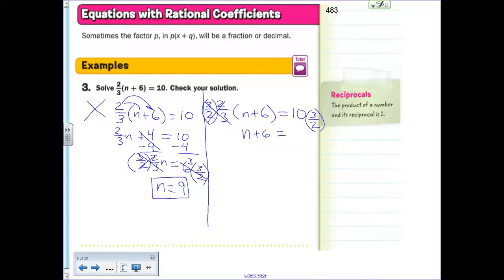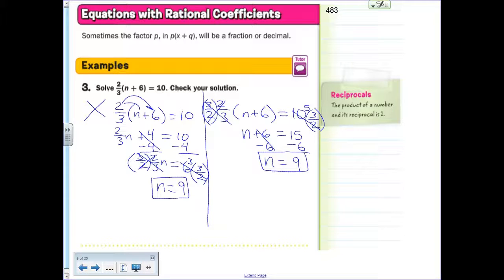Then on the right-hand side, we have 10 times 3/2. Again, you multiply by the top number, divide by the bottom number. So let's do the division first, because 10 divided by 2 comes out to be 5. And then 5 times 3 is 15. Then you can subtract 6 on both sides. Positive 6 and negative 6 cross out, leaving you with n, and 15 minus 6 is 9.